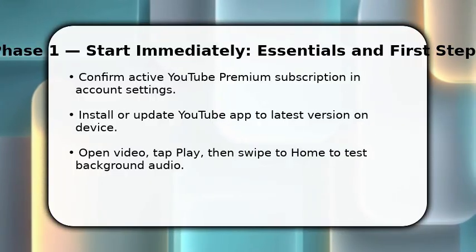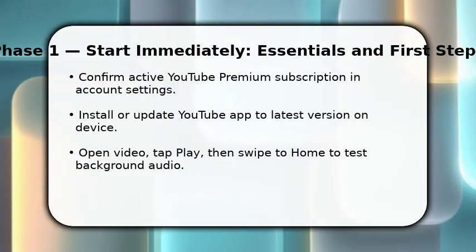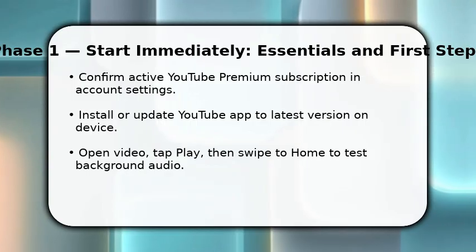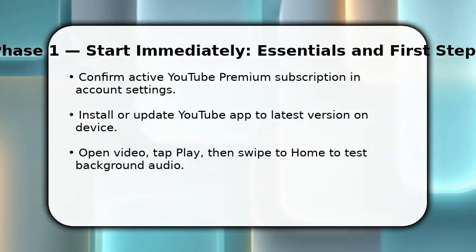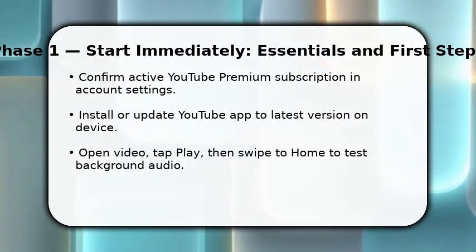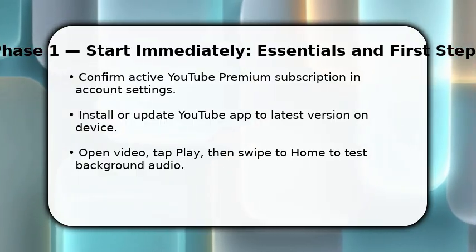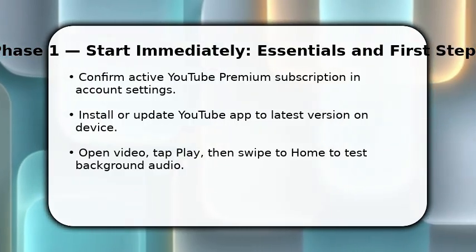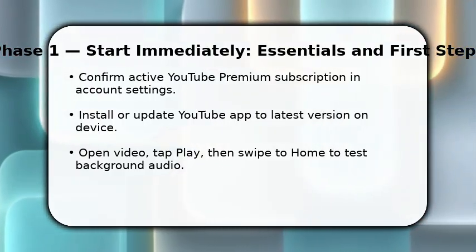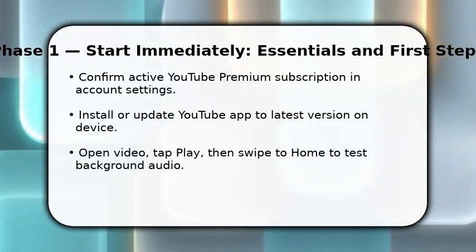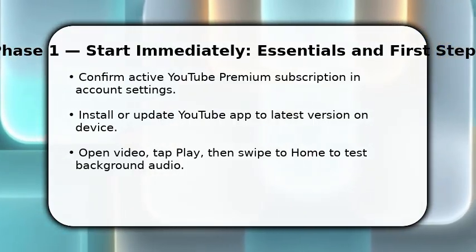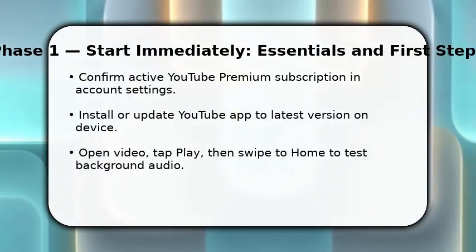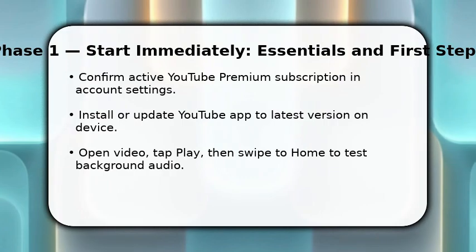You start by confirming you have an active YouTube Premium plan. This is the only official way. Once confirmed, install or update the YouTube app because background features rely on the latest build. Open a video and press play, then press home. On most phones, audio should continue. If it stops, make sure background play is enabled under Settings, Background, and Downloads. You're doing this first, so subsequent steps assume the official background policy and app support are already met.